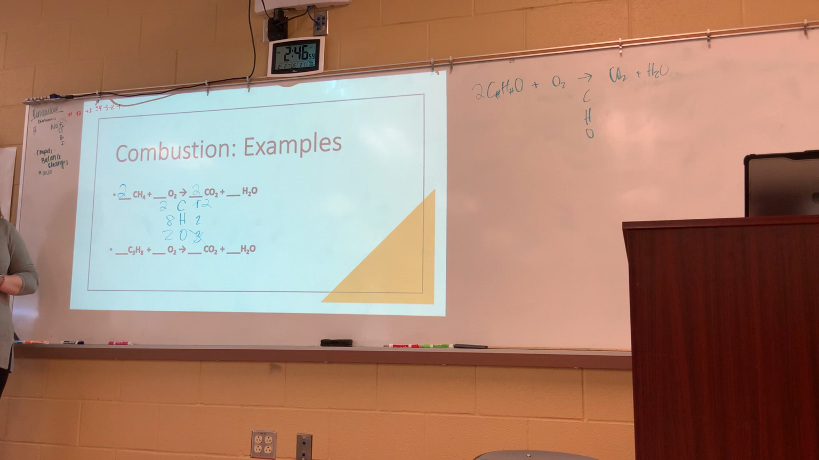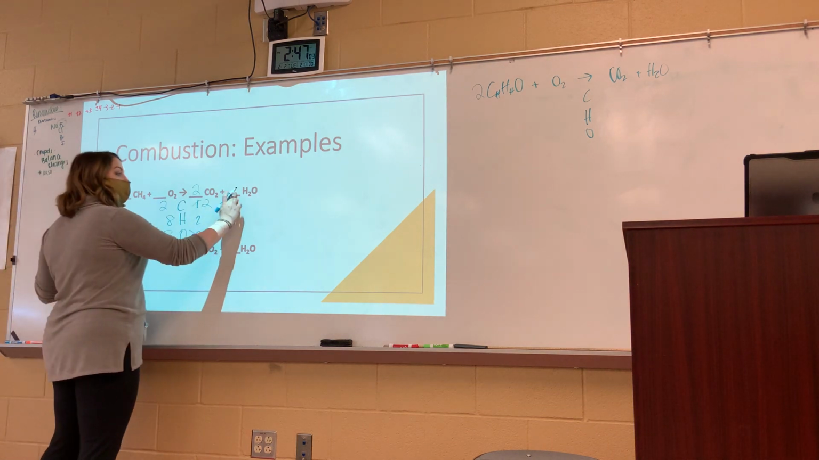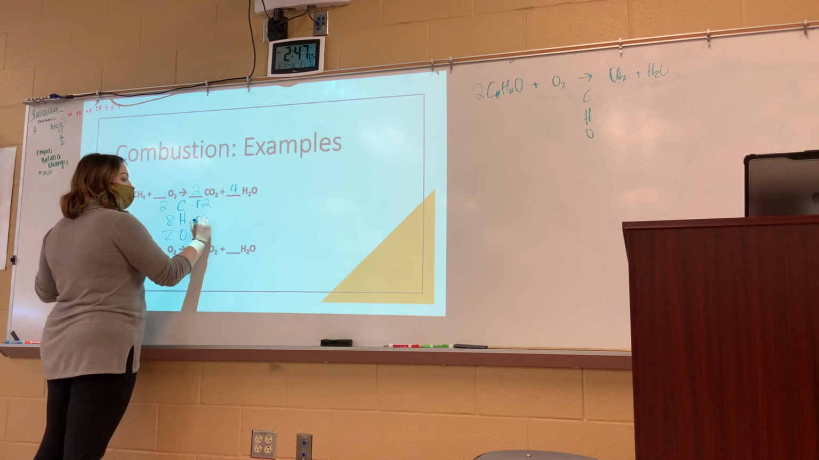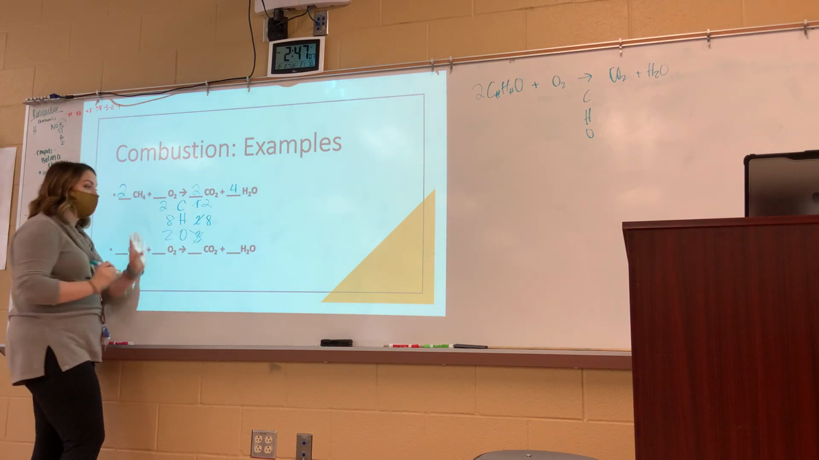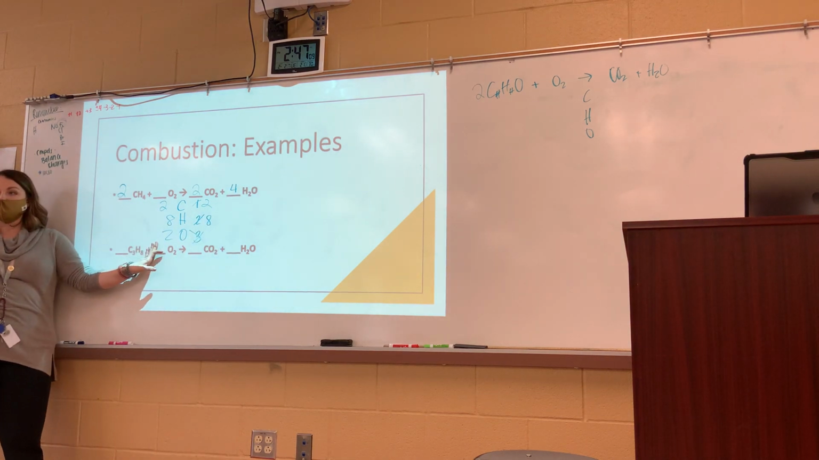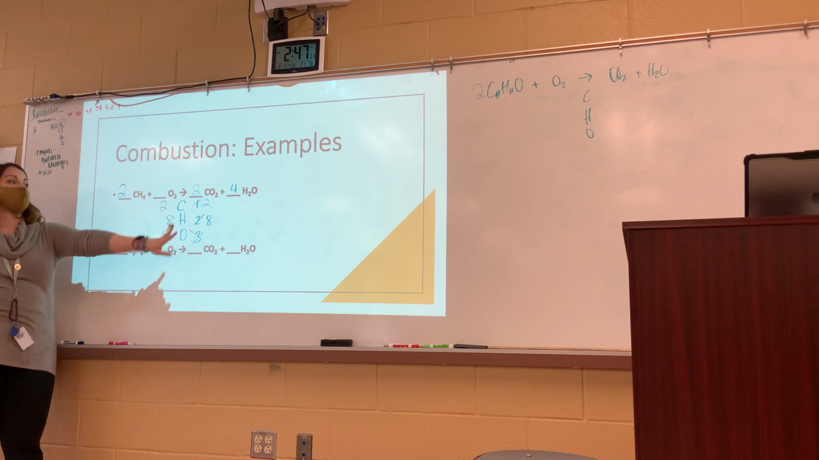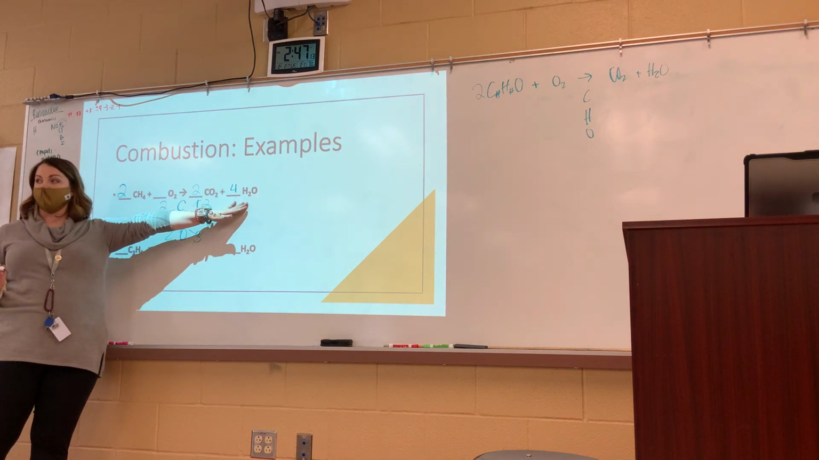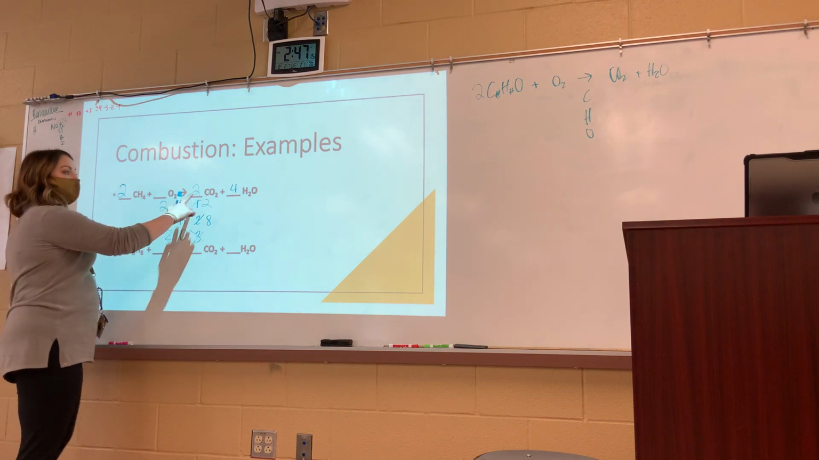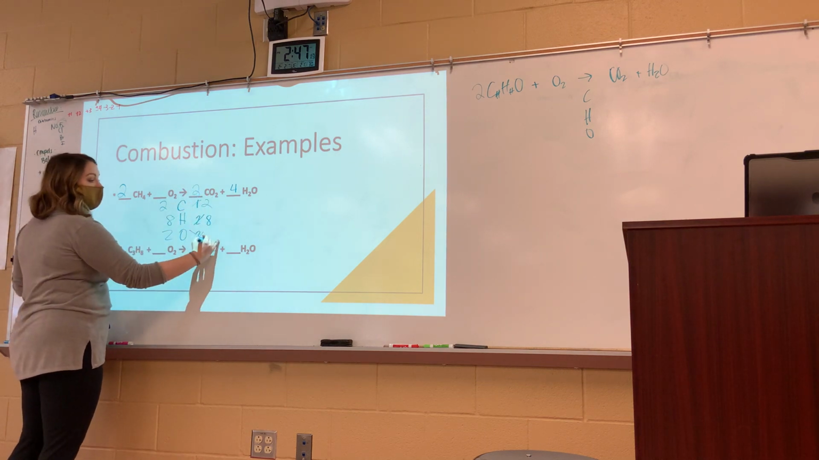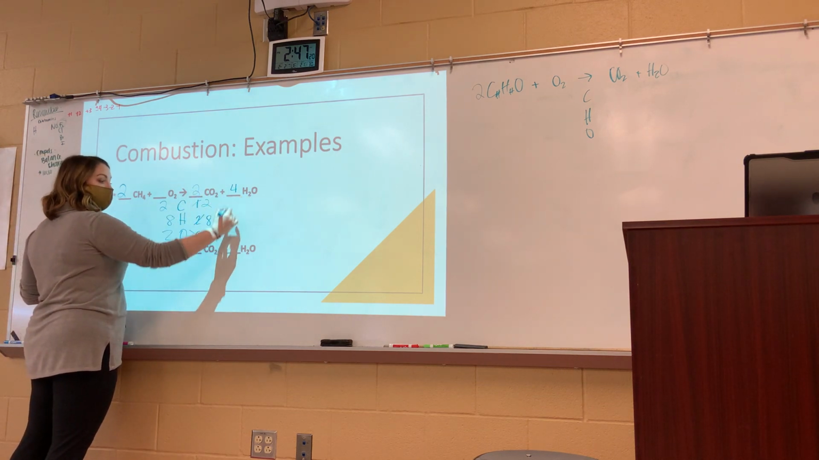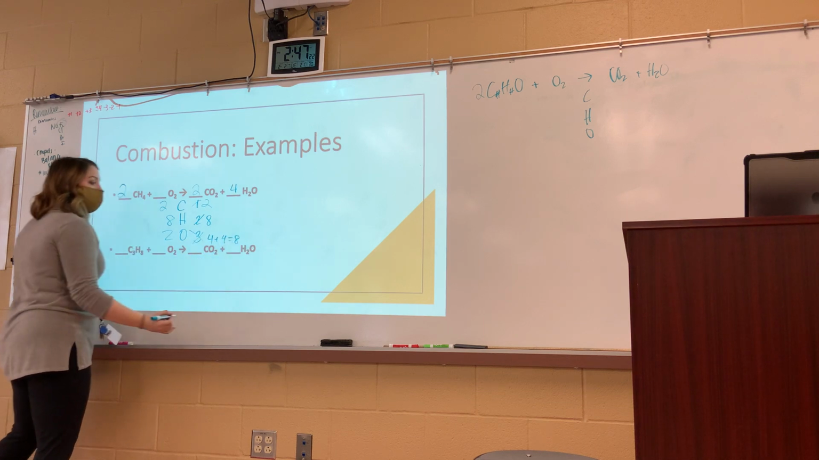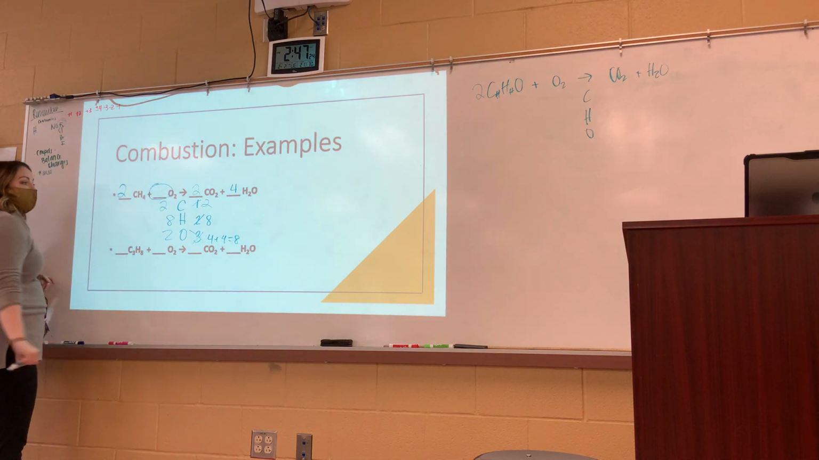Okay, now what? Do the hydrogen. So what do I put in this one? A 4 to make that 8. Okay, those are both balanced. Now I can be concerned with oxygen. How many total oxygen do I have on the product side? 2 times 2, 4 plus 4. So that makes 8. So what needs to go in this blank?